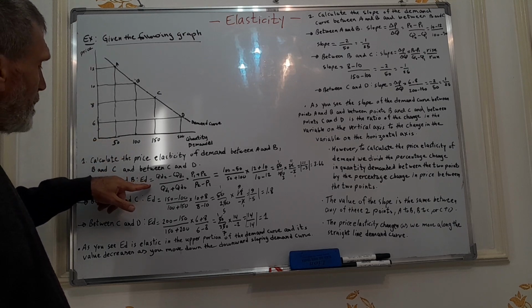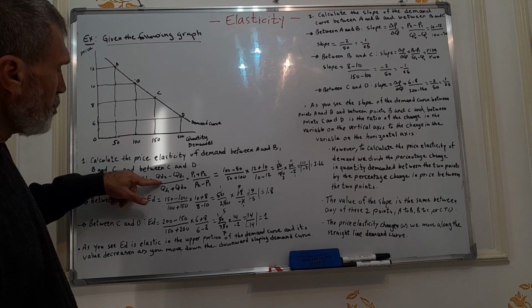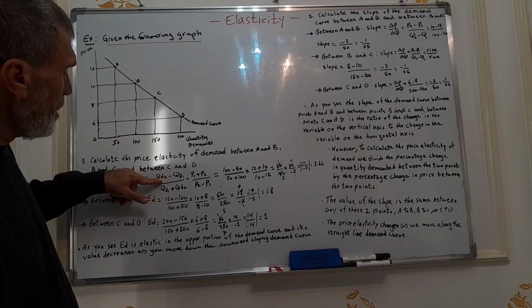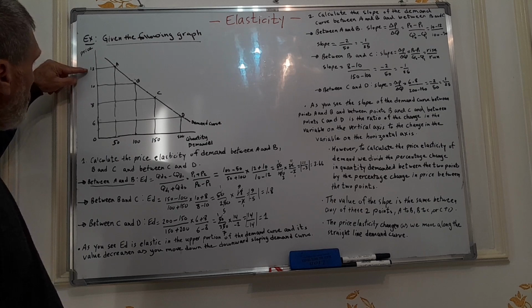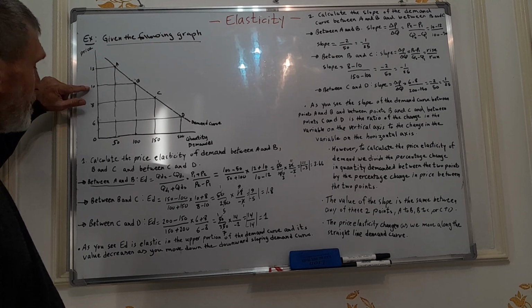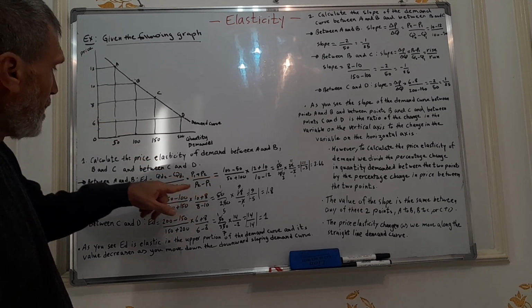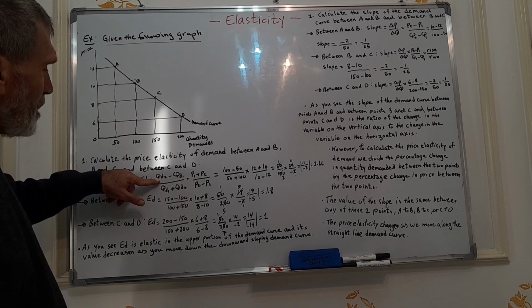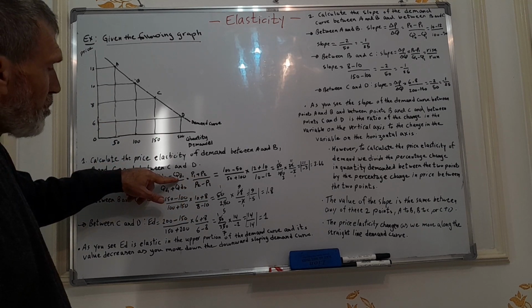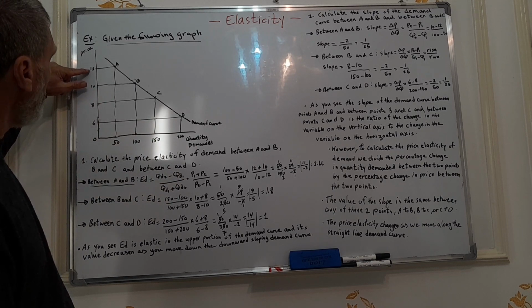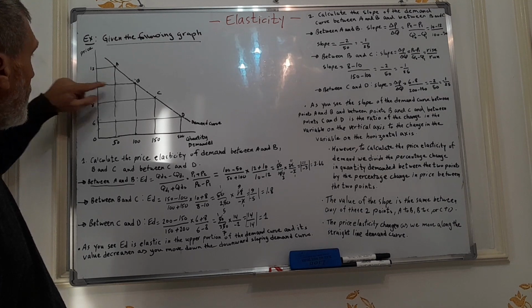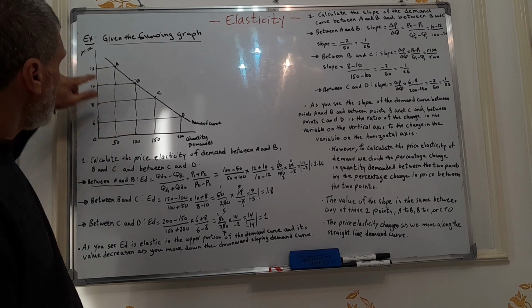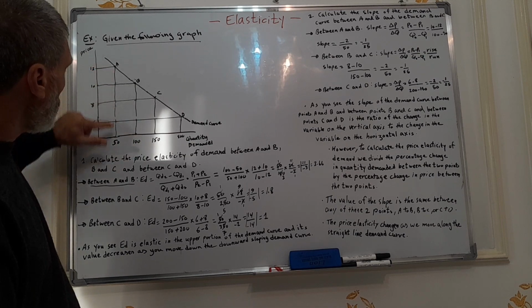So we say this is the formula, ED equals QD2 minus QD1. This is the final price. This is the initial price. The final price is what? We move from 12 to 10. So the final price is 10. This is the final quantity, and this is the initial quantity. Now, when we move from 12 to 10, 10 is the final price. It corresponds to what? It corresponds to the quantity 100. And the initial price 12 corresponds to quantity 50.